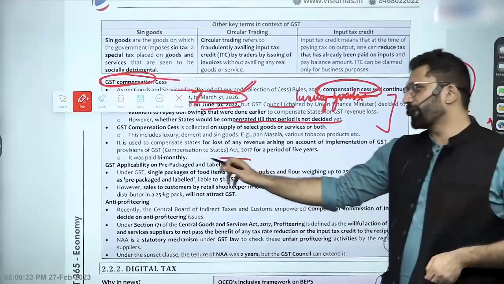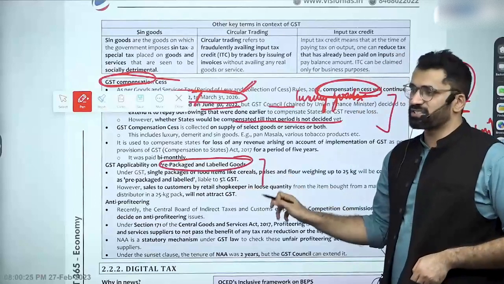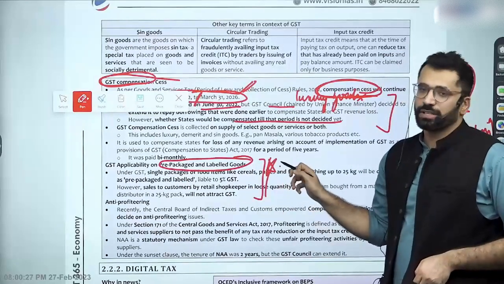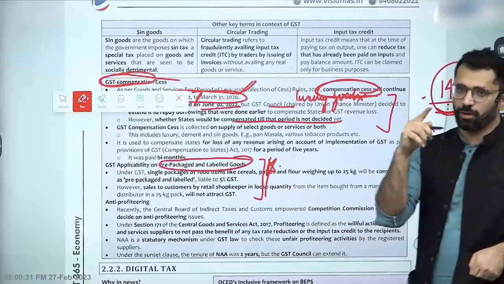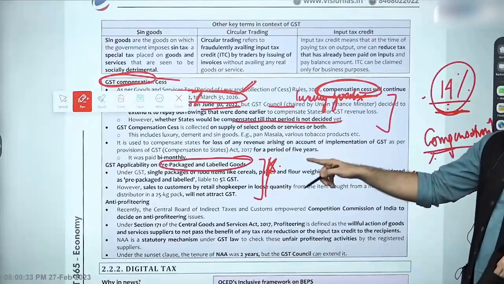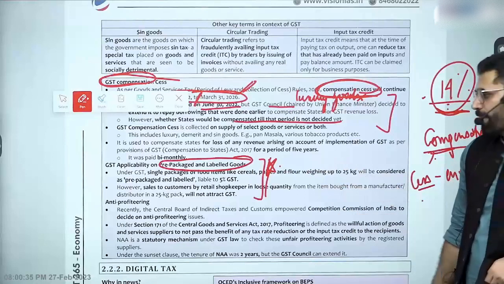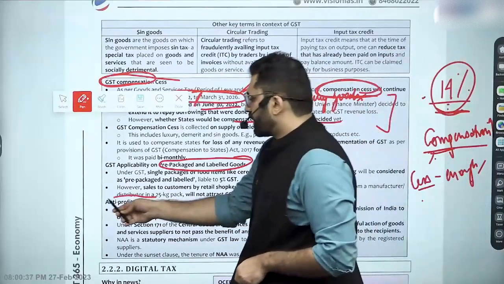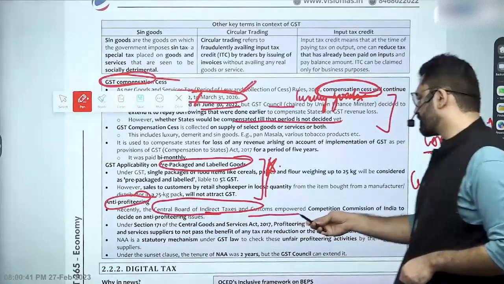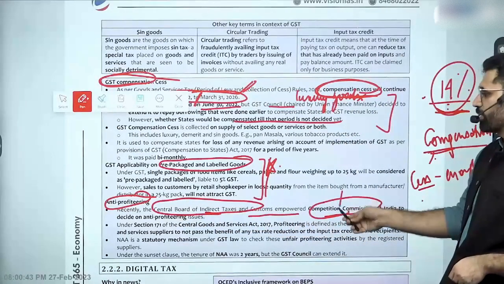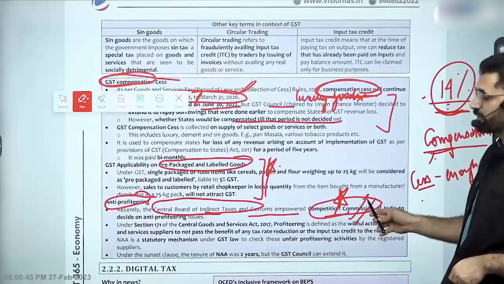Certain goods pre-packaged and labeled, GST applicability has changed. This is also important because UPSC in one of the prelims has asked this question. GST is applicable on which of the items? So pre-packaged and labeled goods have been included. Anti-profiteering. The Central Board of Indirect Taxes and Customs empowered the Competition Commission of India to decide on anti-profiteering. This is also very important.